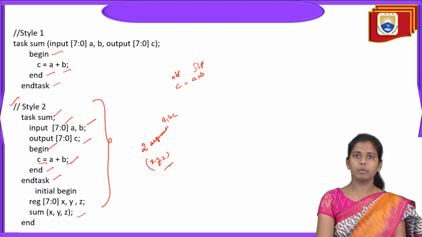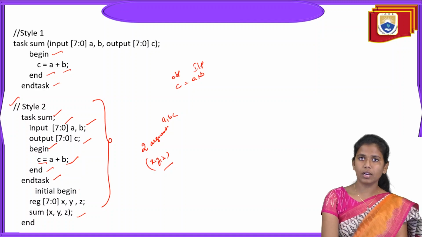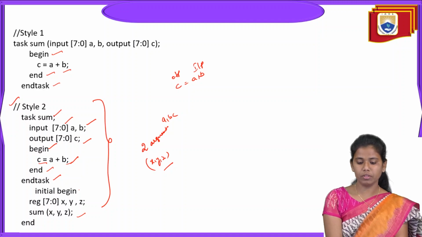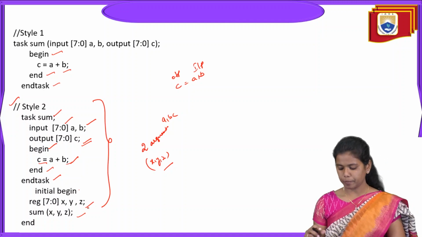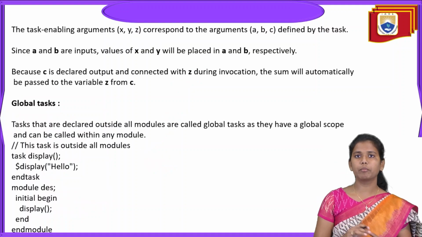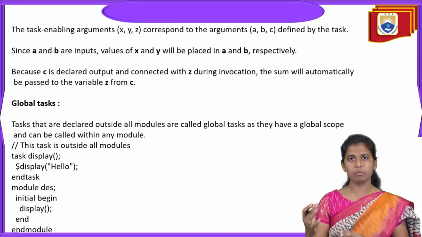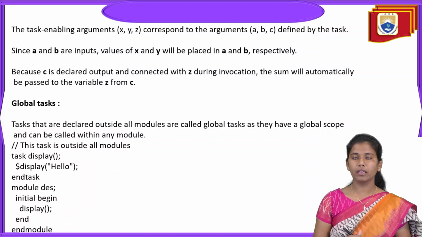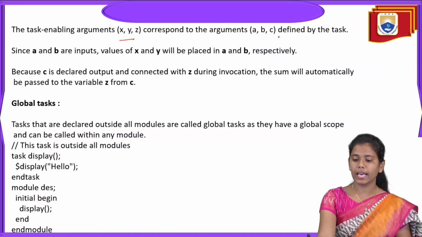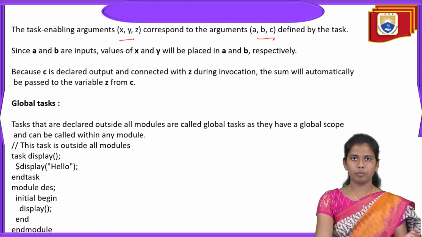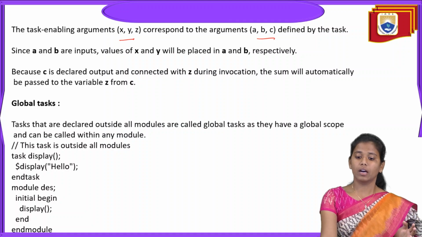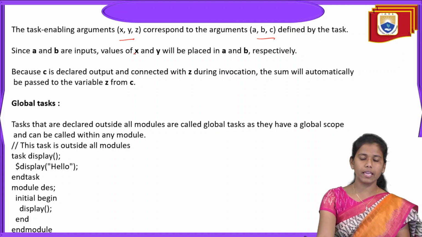Okay, so remember one thing: here we are calling the task. The task is called with respect to A, B, C and also with respect to X, Y and Z. Then the task enabling arguments. Now that we have done with the calling, we will come up with the enabling. In the enabling corresponding to XYZ, we have ABC defined, right? In the previous program, we have defined XYZ as well as ABC.